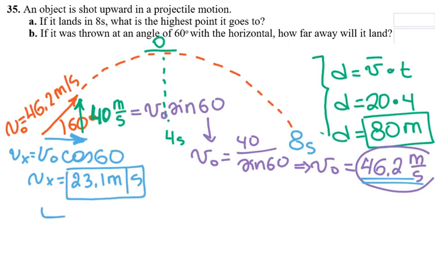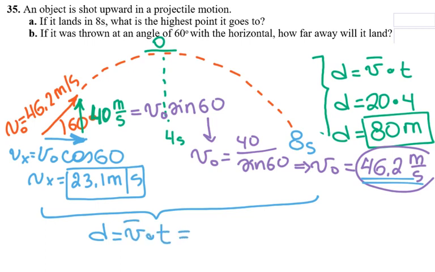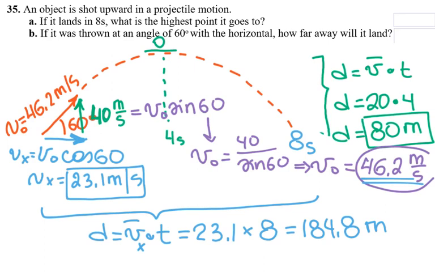Now, if I look for the distance traveled here, the distance is equal to average velocity times the time. Horizontal velocity does not change, so it's just 23.1, and the time is 8 seconds. That gives me 184.8 meters. So it will land 184.8 meters away.